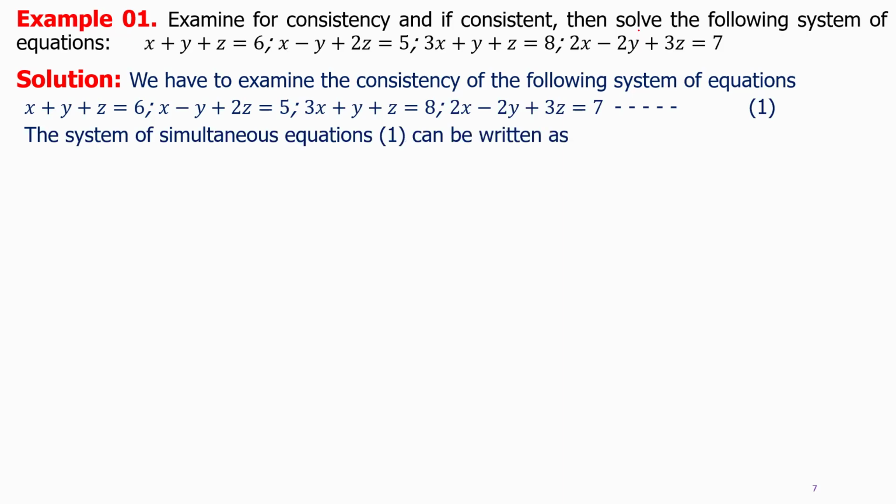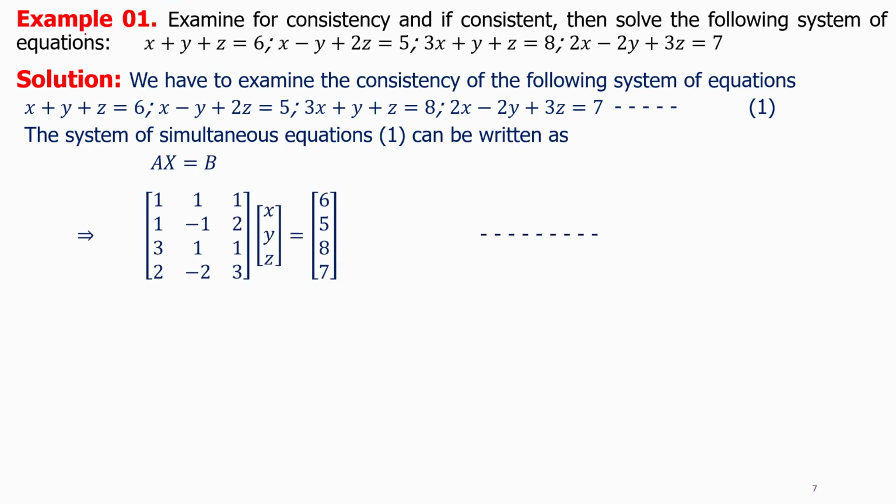So the system of simultaneous equations can be written in the form of matrices. Like the coefficient matrix, we have to write down the coefficients of x, y, z. It is 1, 1, 1, and then the constant term is 6. Similarly, coefficients of x, y, z are 1, minus 1, and 2 in the second row, and the constant term is 5. In the third equation, the coefficients are 3, 1, and 1, and the constant term is 8. And the fourth equation, the coefficients are 2, minus 2, 3, and the constant term is 7.